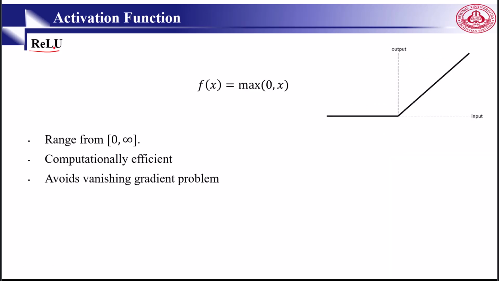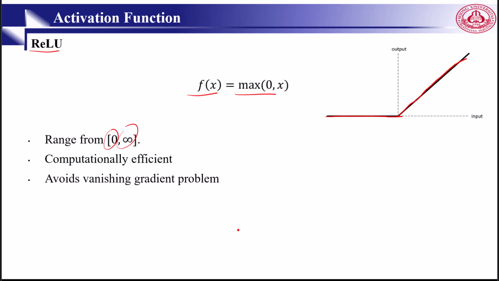ReLU stands for Rectified Linear Unit. ReLU is considered the default choice for hidden layers in modern deep learning models. It is elegantly simple and it is very effective. The formula is very simple: f(x) is equal to max of 0 and x. So we can see here, if x is less than 0, the output is 0. If it is greater than 0, the output is x, as it is. So the range is from 0 to plus infinity. It is computationally efficient and it critically avoids the vanishing gradient problem in the positive region. This allows deep networks to learn much faster.